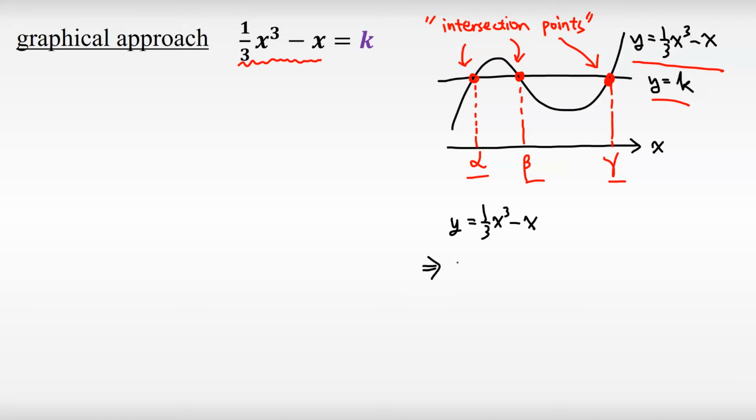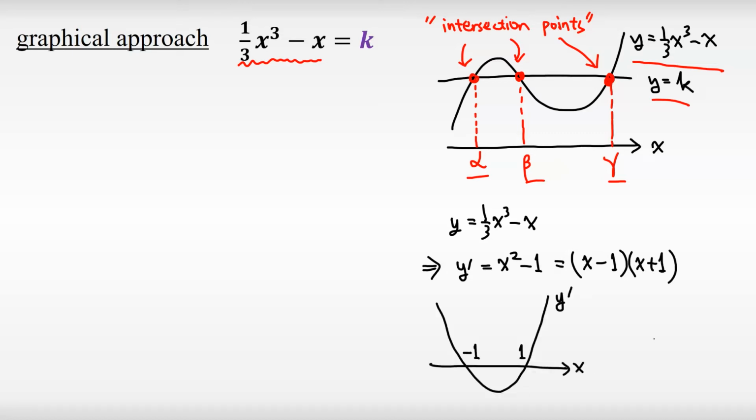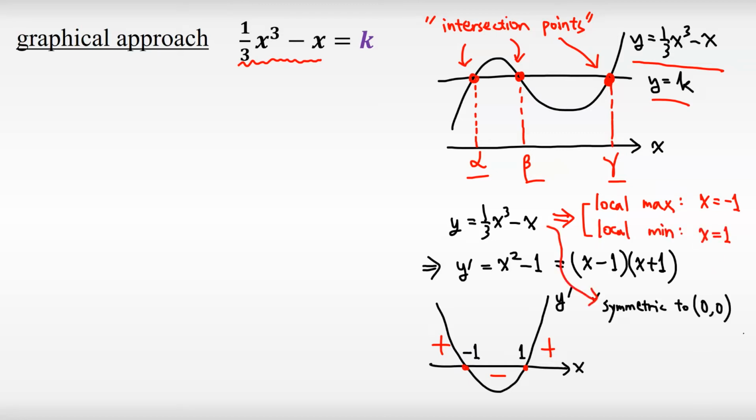From here, we obtain the derivative, x squared minus 1, which is this. So this is the graph of the derivative. And from the sign of the derivative, you can see that this function has a local maximum at x equals minus 1 and a local minimum at x equals 1. And we can easily see that this function is symmetric with respect to the origin, and y values become 0 when x equals plus or minus square root of 3, and of course at 0.